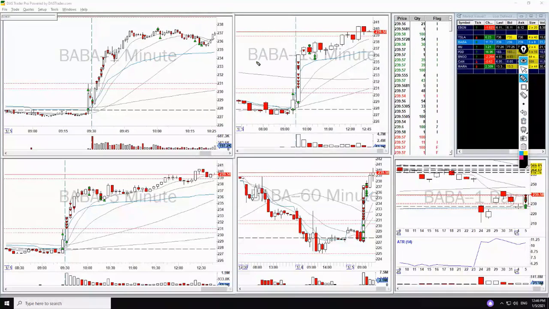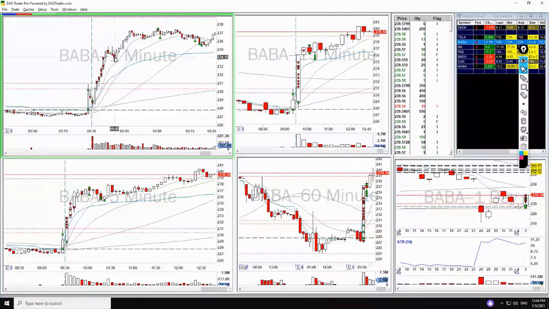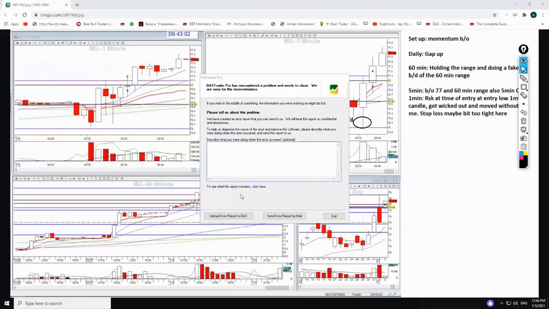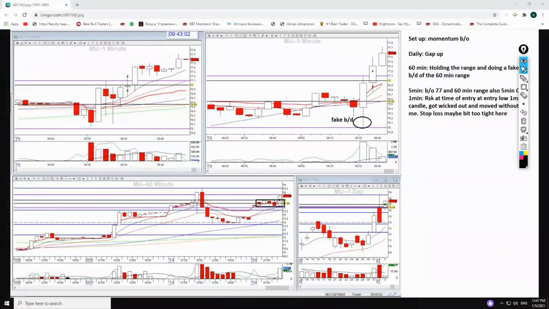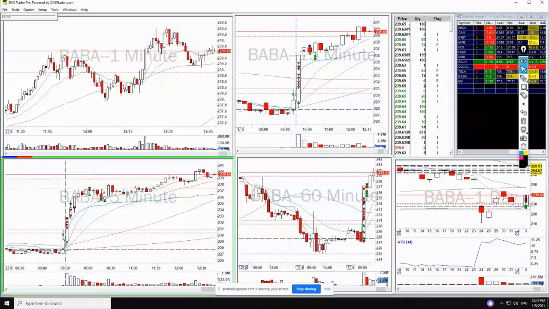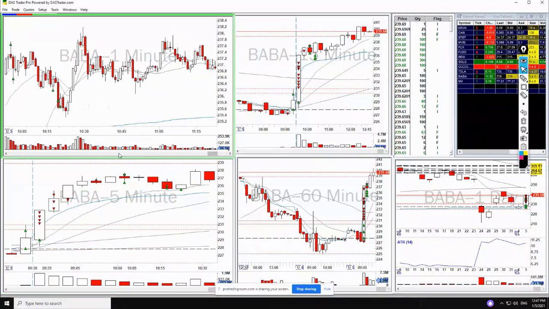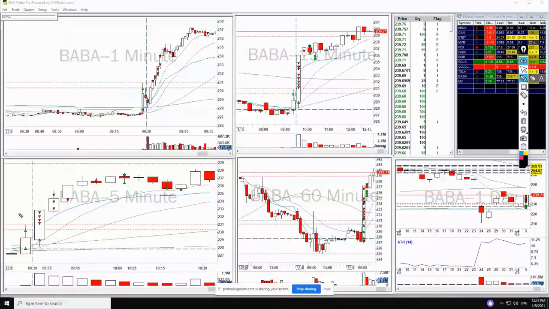Now, this here was my last exit. Could anyone tell me why I exited right here? 234? Don't crash. That's crashed. Let me open that. All right. So this is my last exit here. You get it on the 1-minute as well. This is my last exit here. Any reason why? Yes, Zaki. Third 5-minute candle.